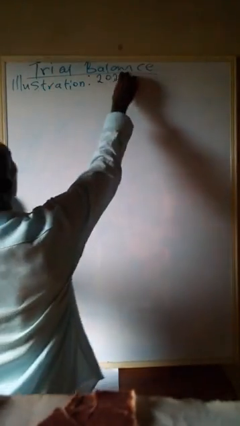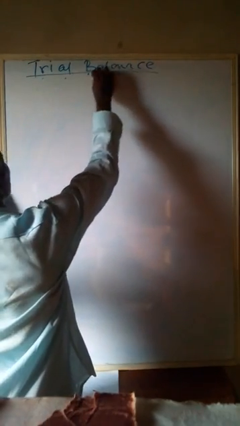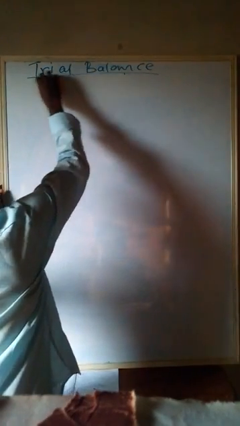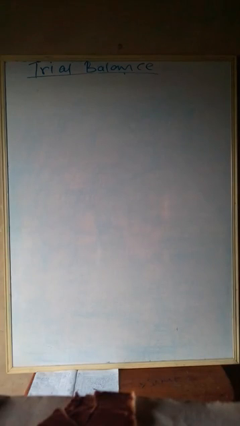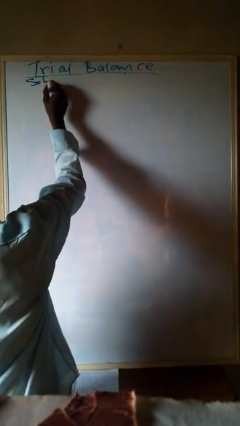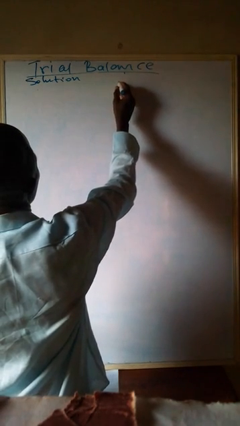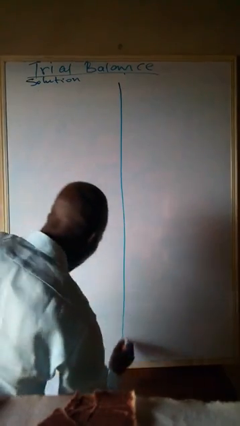Illustration. Now the solution. I open the various accounts. Solution. I divide the board into two equal halves.